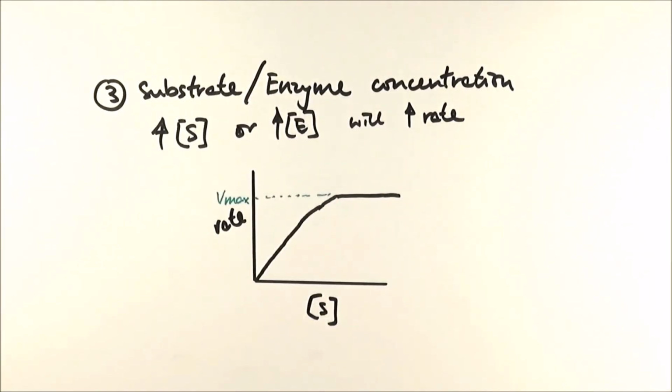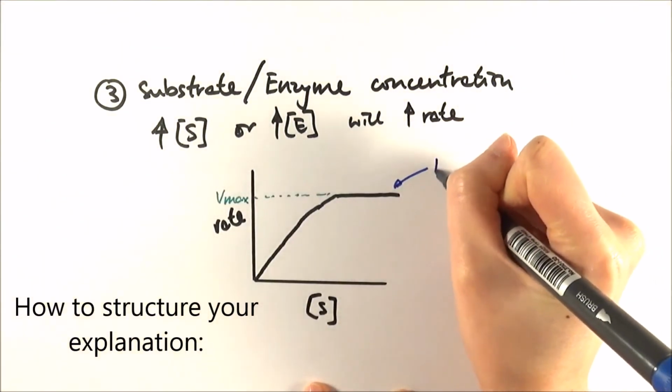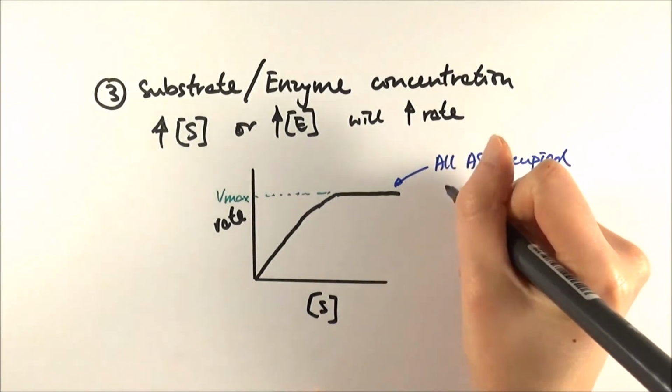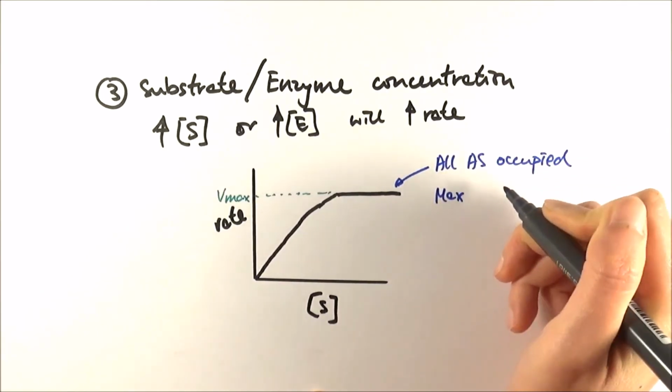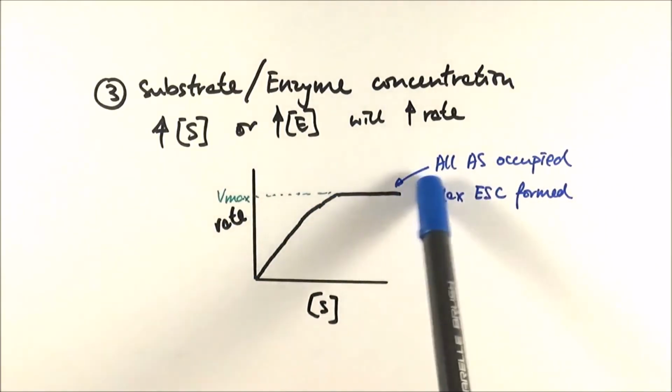And the reason for that is because at Vmax, all of the enzymes are occupied. That means there's no longer any active site available at that point. So the enzymes are working at maximum capacity, and therefore it reaches a maximum rate. Number one, all of the active sites are occupied. It's good to use some keywords as well, so another way of saying it is that the maximum concentration of enzyme-substrate complex has been formed. The enzymes are working at maximum capacity, so we can no longer increase the rate.